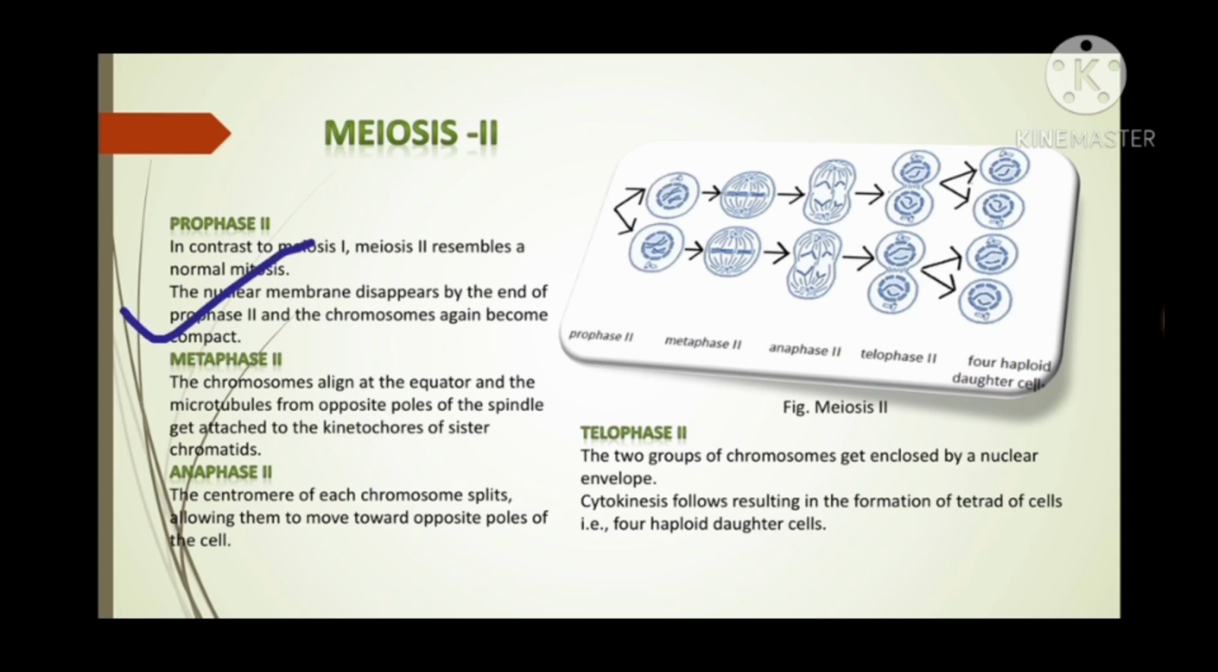माइटोसिस में. The next stage is metaphase 2, in which the chromosomes align themselves at the equatorial plate, and the microtubules come from the opposite poles of the spindle and get attached to the sister chromatids at their kinetochore. Right? So in metaphase what happens? They get aligned at the equatorial plate, right? So that thing we have already discussed. And the microtubules from the opposite poles of the spindle get attached to the sister chromatids by the kinetochore, right?